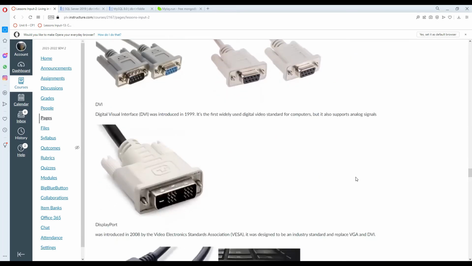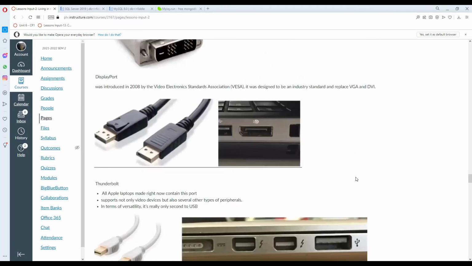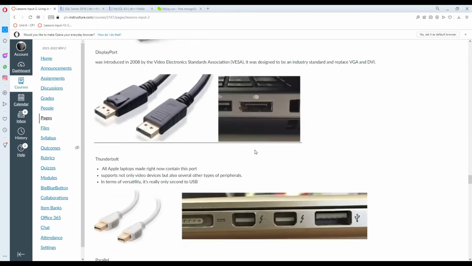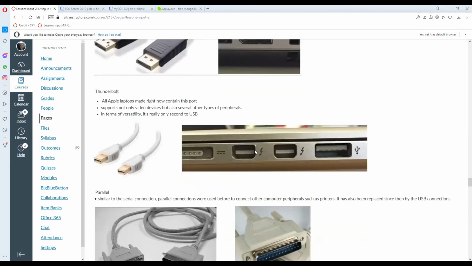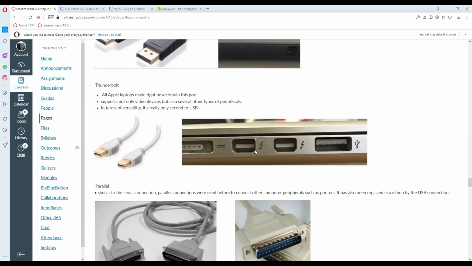DVI, Digital Visual Interface, introduced in 1999, is the first widely used digital video standard for computers, but also supports analog signals. DisplayPort was introduced in 2008 by VESA, Video Electronics Standards Association, designed to be an industry standard and replace VGA and DVI.